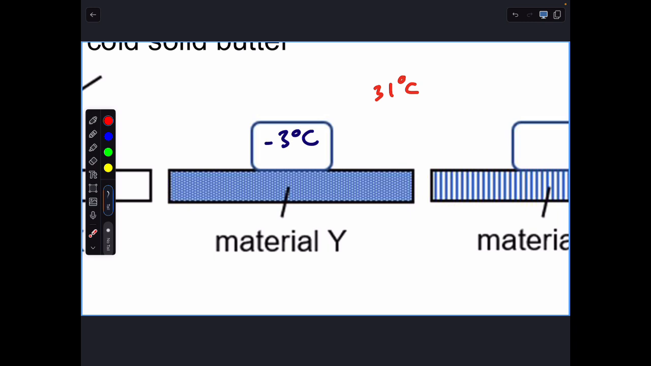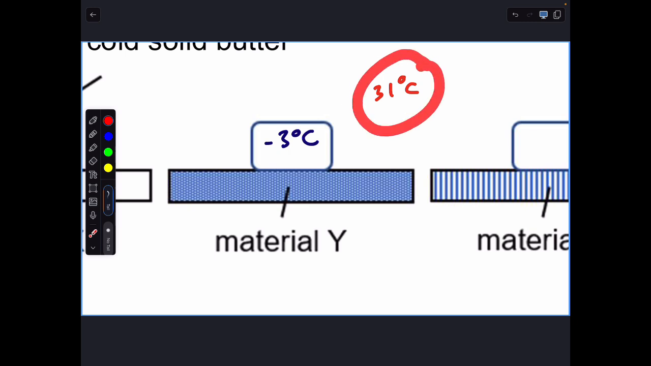No, air is a very, very poor conductor of heat. So therefore it's no good. You need your material X to be in contact with a material that is a good conductor of heat. Conductor of heat just means that heat energy is able to pass through it very quickly.